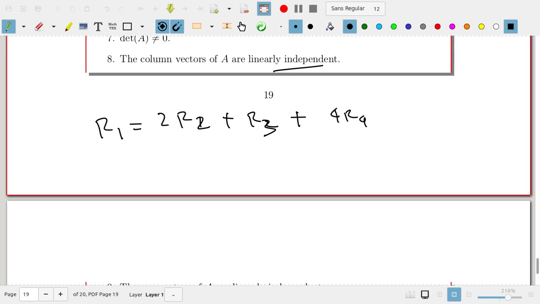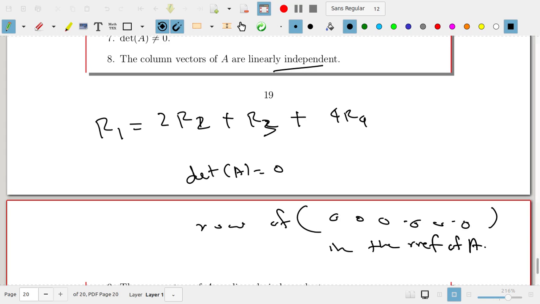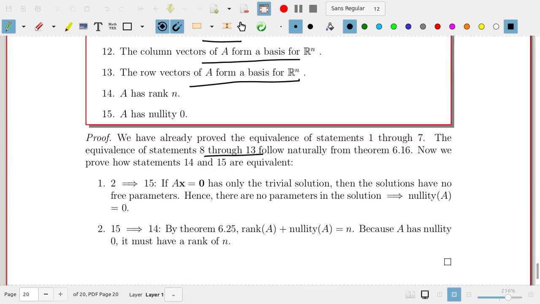So this means that the determinant of A equals 0, because you will see a row of zeros in the RREF of A. So if you see that, then you know that the determinant is going to be 0. Okay, so statements 8 through 13 follow from theorem 616 that we proved before.